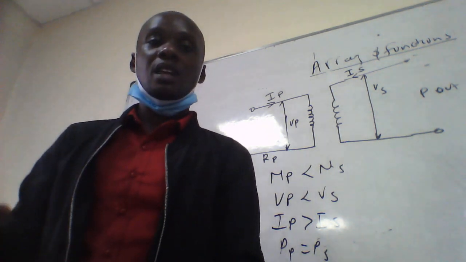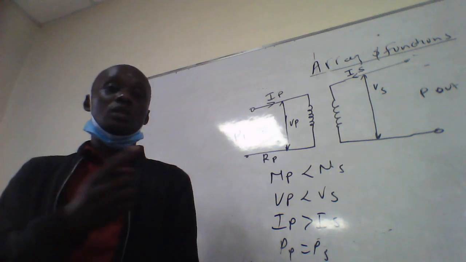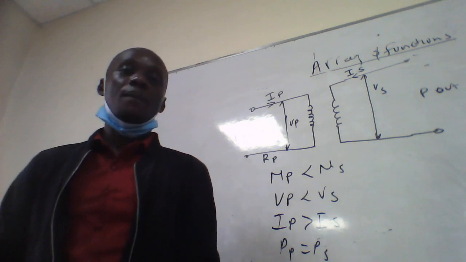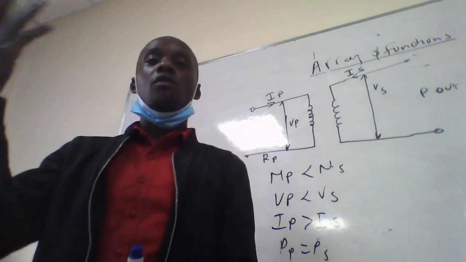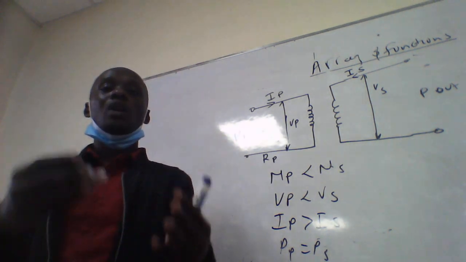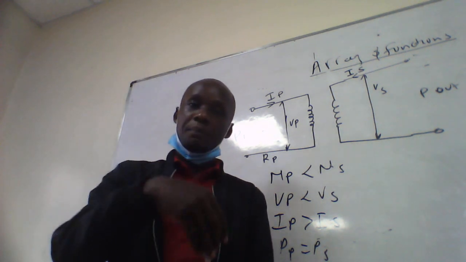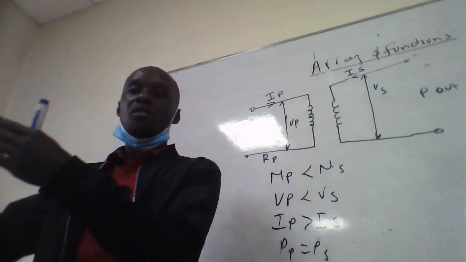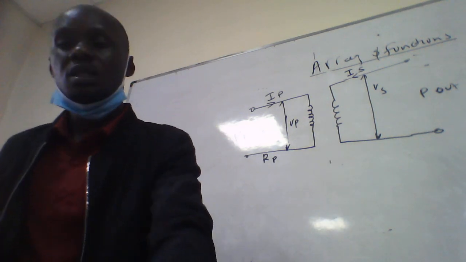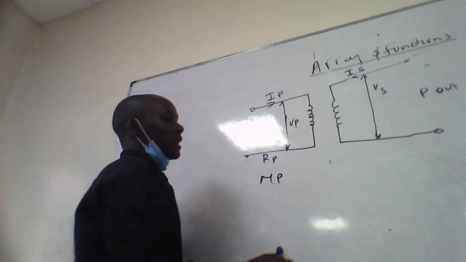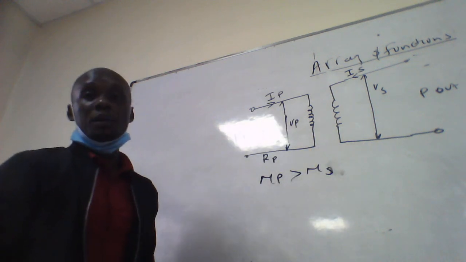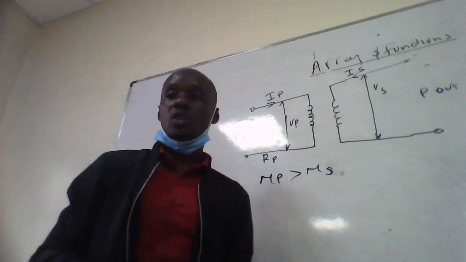Then the second type of transformer is known as a step down. Step down is a kind of transformer that converts voltage from a higher level to a lower level. We said for step up, it will convert voltage from a lower level to a higher level, but step down converts voltage from a higher level to a lower level. Now we want to look at the features of this particular transformer. The number of windings on the primary is greater than the number of windings on the secondary.